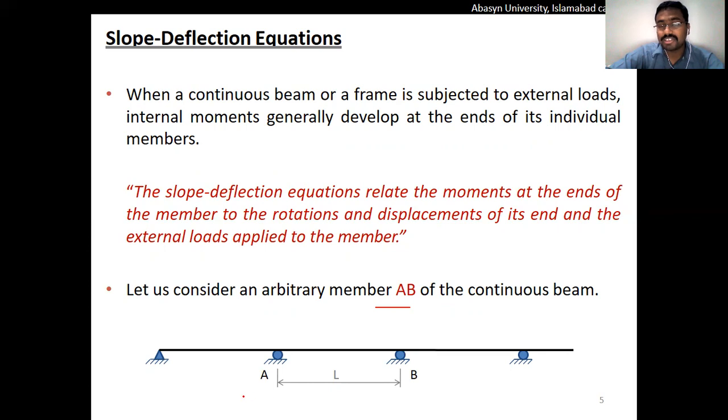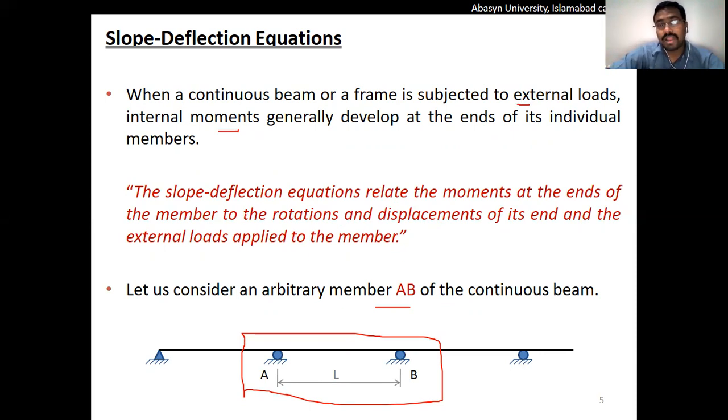But let's consider that we have a simple one-span structure A to B, supported structure, having a length of L. When this particular beam A to B is subjected to external loads, internal moments will be generated in the member at both of its ends.